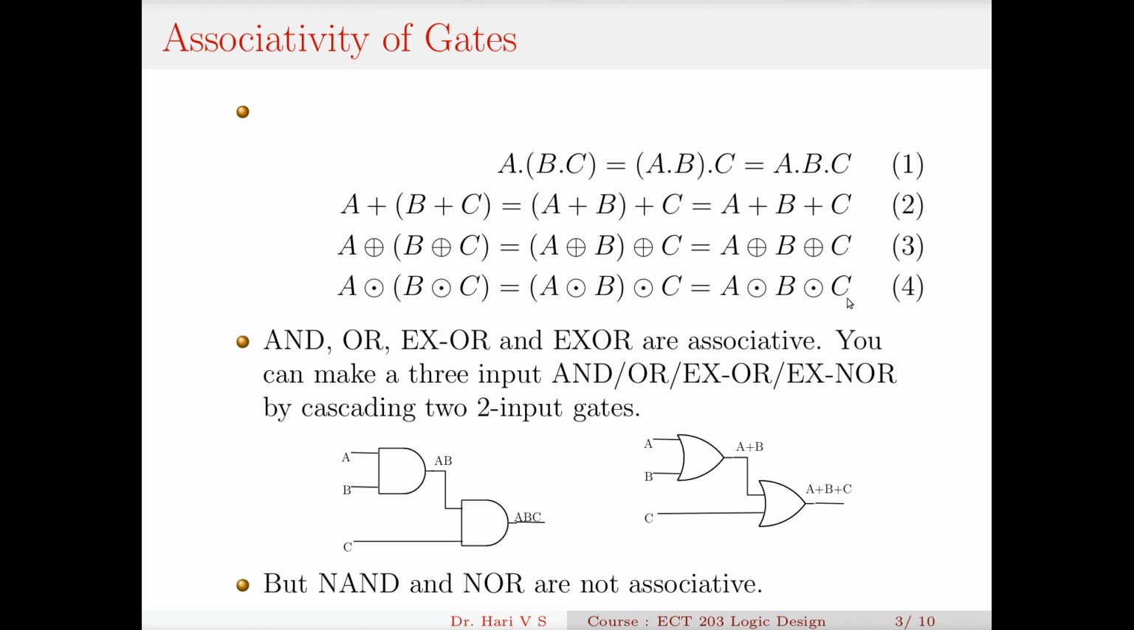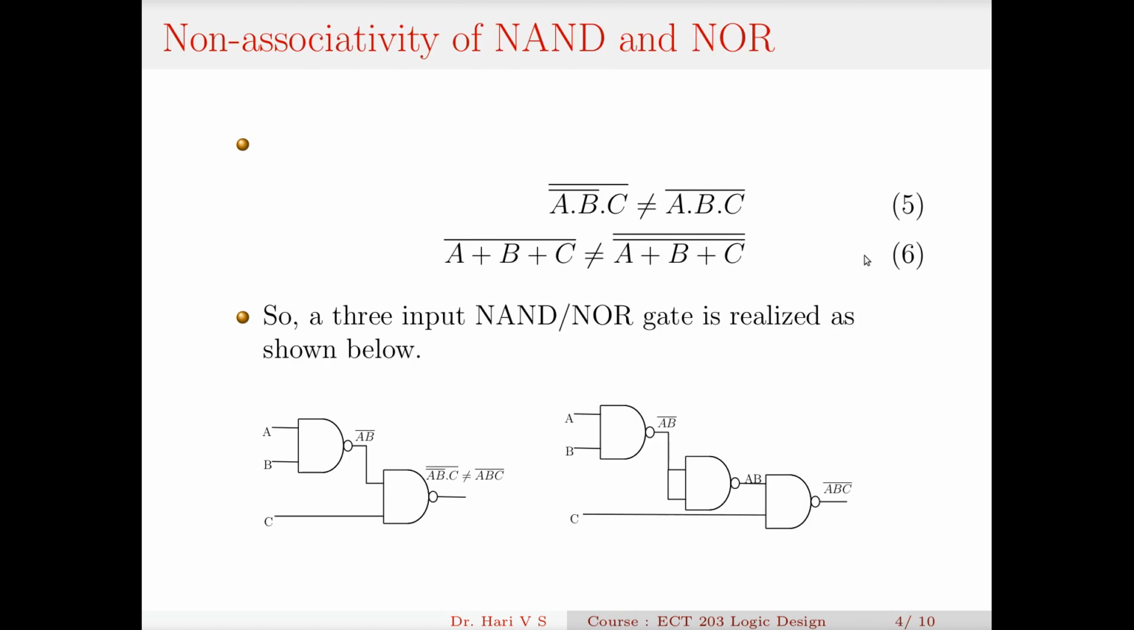Now, when it comes to the NAND and NOR, they are not associative. Like ((A·B)' · C)', that is A NAND B NAND C, is not equal to (A·B·C)'. If I take a two-input NAND gate with A and B, this gives me (A·B)'. If I cascade it with a second NAND gate with another input C, what you get is ((A·B)'·C)' and not (A·B·C)'.